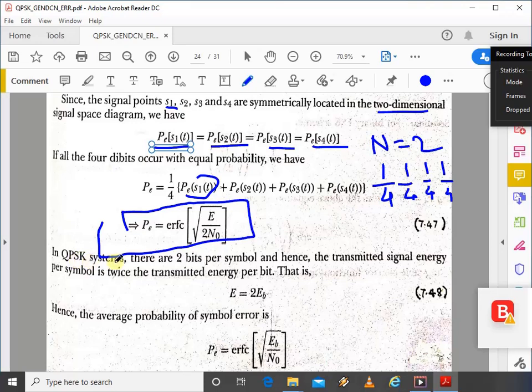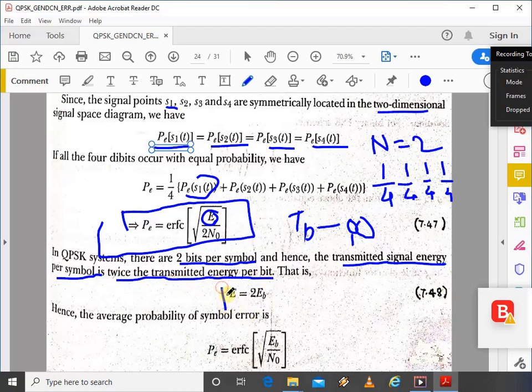We know that in a QPSK system there are 2 bits per symbol, meaning in one symbol interval we are transmitting dibits 00, 10, 11 and so on. Here, E is the transmitted signal energy per symbol, and E_b is the transmitted signal energy per bit. So the transmitted signal energy per symbol is twice the transmitted signal energy per bit.